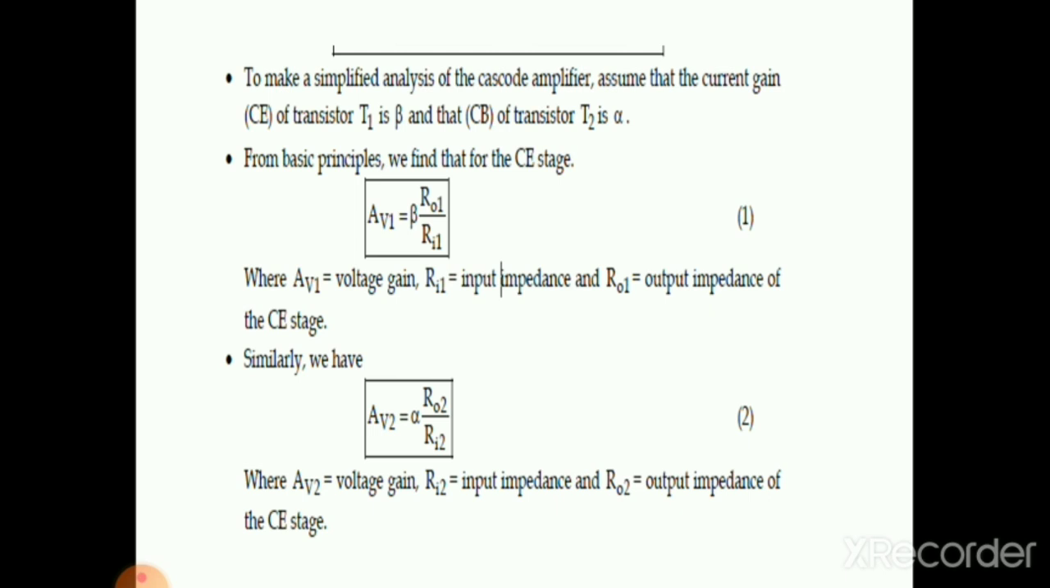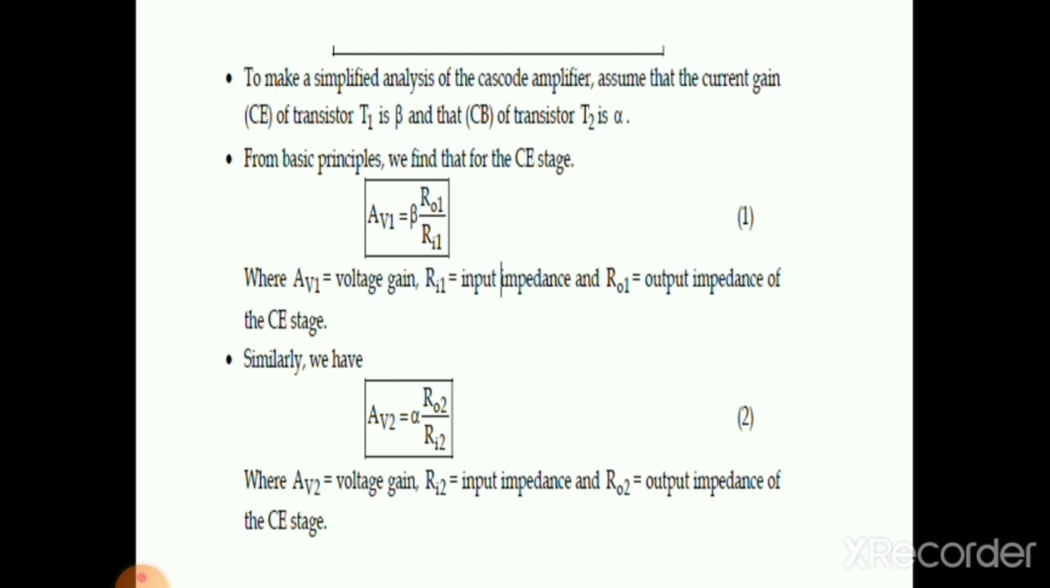To make a simplified analysis of this cascode amplifier, assume that the current gain of transistor T1 is beta and that of the CB transistor T2 is alpha. From basic principles, we find that for the CE stage, the voltage gain AV1 is equal to beta R output 1 by R input 1, where AV1 is the voltage gain of the first stage, and RI1 and RO1 are the input impedance and output impedance of the CE stage.